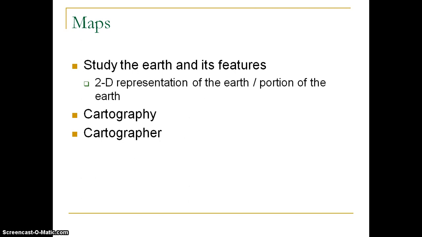Now when we talk about a definition of a map, it is going to be a two-dimensional representation of the Earth or a portion of the Earth. You've seen a world map, no doubt. Certainly you've seen localized maps, whether it's a county or a city. And depending on what it is that the cartographer is trying to show, that is going to determine what space is being represented on that particular map. So we're talking about map making. The science and the art of map making is what's called cartography, and the map maker is called the cartographer.